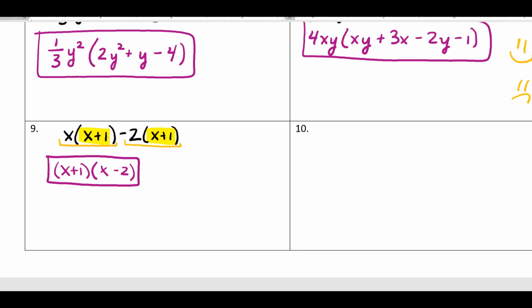So last one, I want you to try number 10. Again, it's going to look a little strange, but I want you to see if you can do it. So x times y minus z plus w times y minus z. So when you're ready, turn the video back on, but at this moment, go ahead and pause it.